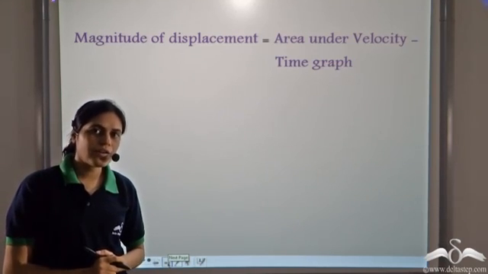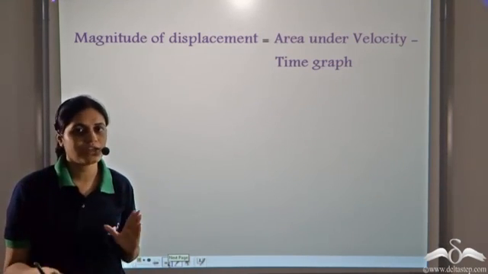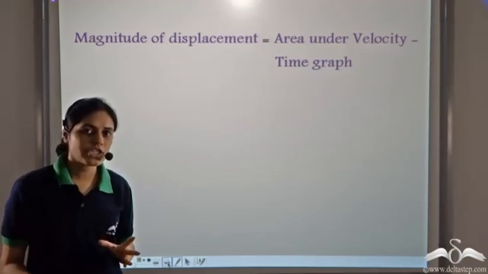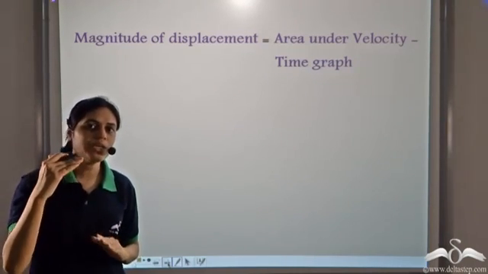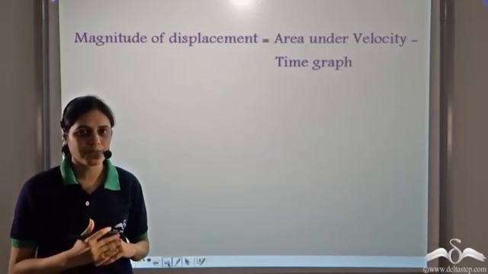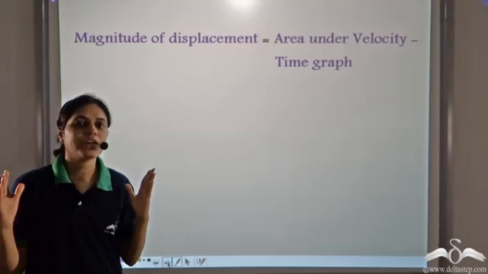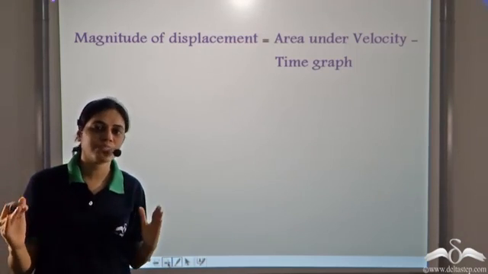Now that area could be the area of a rectangle, it could be the area of a triangle, a trapezium, or any shape, but it has to be the area under the velocity time graph from the time to the time for which we want to calculate the displacement.